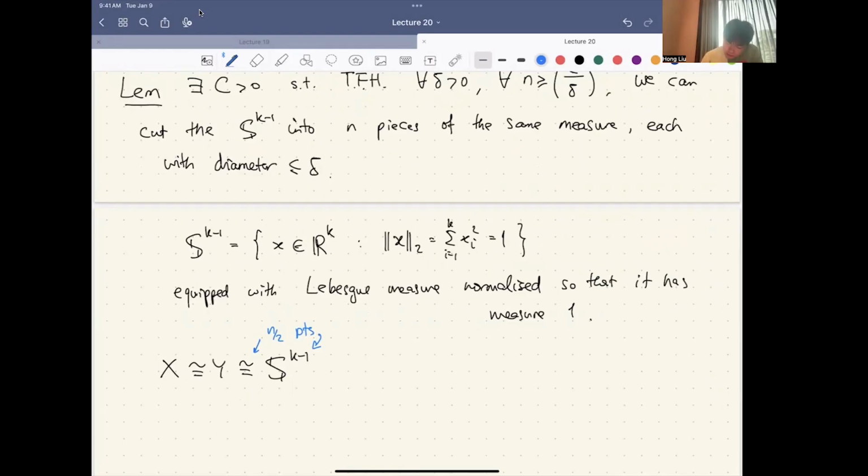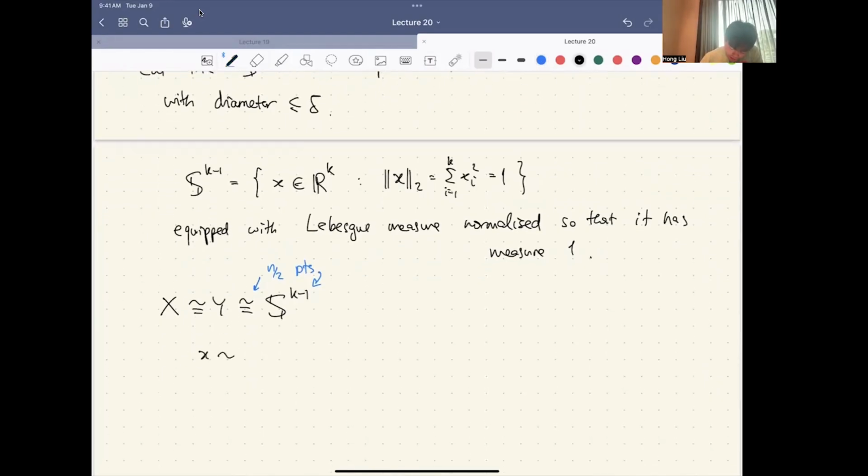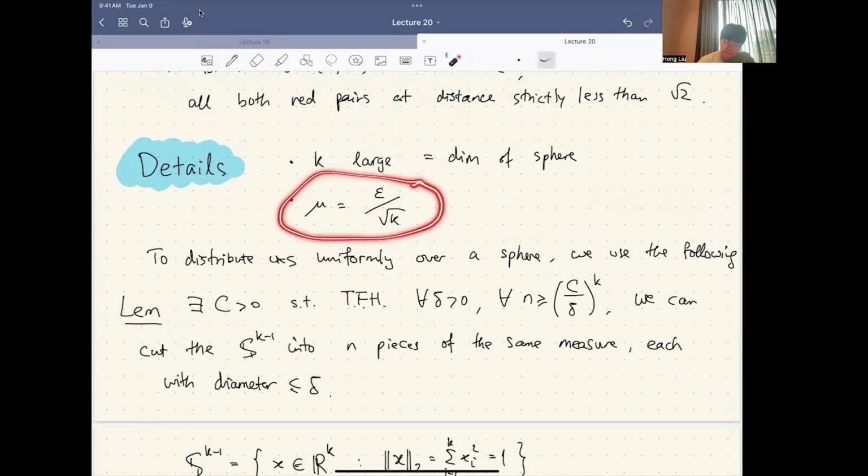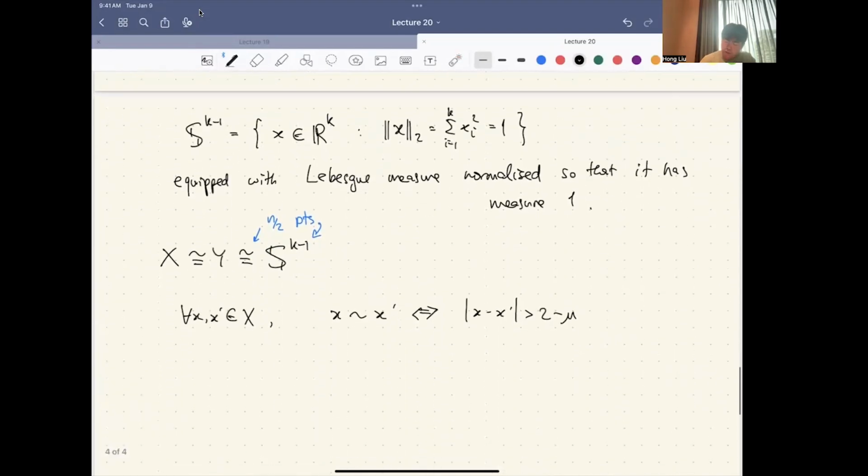Now, the cross edges, the inner edges, x adjacent to x prime if and only if they are antipodal, so this means their distance, let me write in a shorter way, norm of x minus x prime, is greater than 2 minus mu, the mu that we set up, this parameter. Some small number tending to 0.